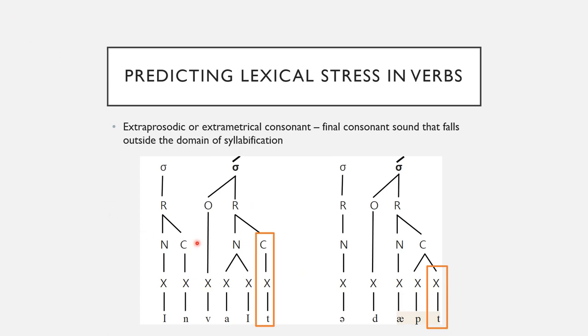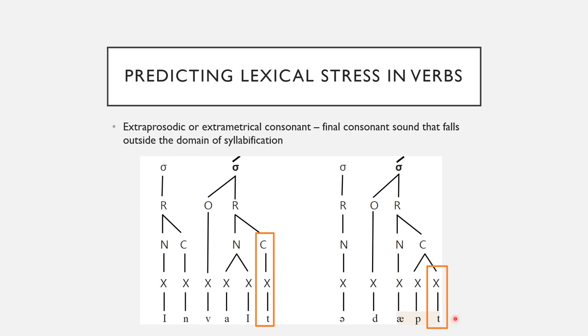In the word invite, the rhyme contains three X values. You can see here, the last sound segment in the coda position is called an extraprosodic or extrametrical consonant. When we say extraprosodic or extrametrical consonant, it is the final consonant sound that falls outside the domain of syllabification. In the stress placement algorithm, this extraprosodic consonant becomes invisible. Even so, the syllable in the ultimate position still carries a heavy vowel, the diphthong I, therefore it still carries the lexical stress.